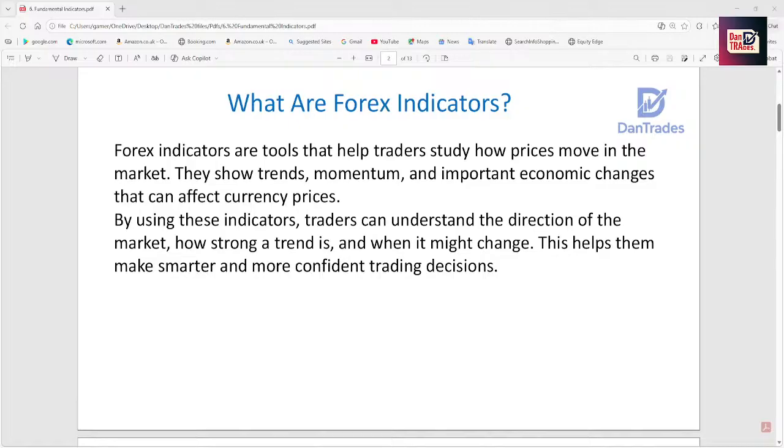So by using these indicators, traders can understand the direction of the market, how strong a trend is, when the trend might change direction, and it helps them make smarter and more confident trading decisions. So that's basically forex indicators. We are helping ourselves get an edge to the market. We need these indicators to tell us what's going to happen. Is our trend correct? Are we in the right trend? Can we enter? Are we going to have momentum? Is there any change to the economy? All that is dealt with under forex indicators.